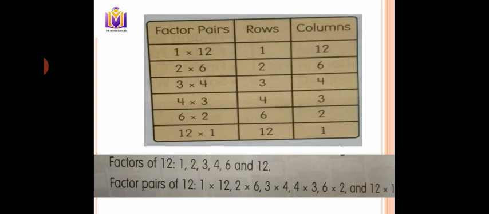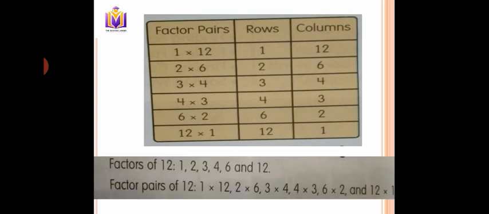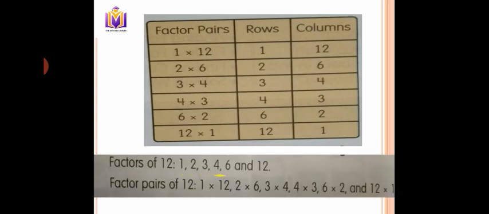Here we can also notice what the factors of 12 are. They are the numbers in whose tables the number 12 comes. For example, in the tables of 1, 2, 3, 4, 6 and 12, in all these tables the number 12 comes. So it means they all are the factors of 12.